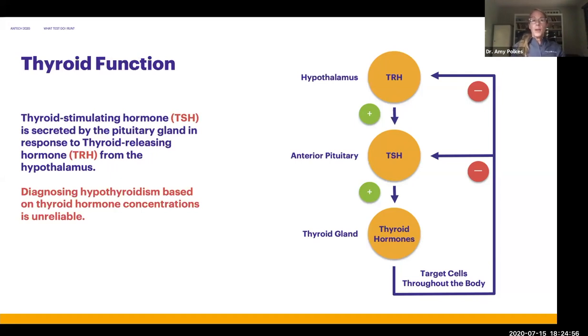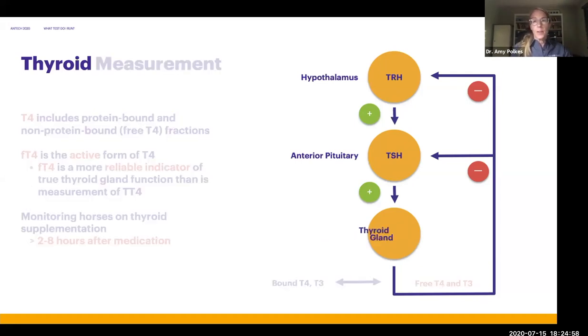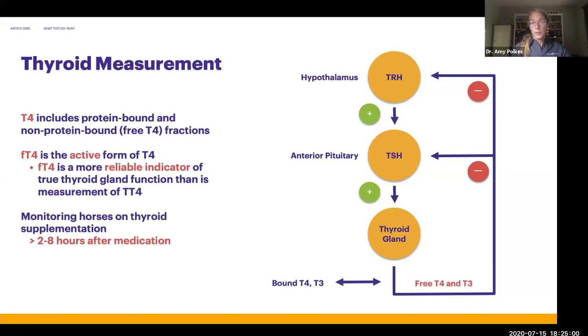So the only way that we can really test the function of the gland, I will talk about in a minute, but we can look at the basic thyroid measurement. If we do T4, a lot of people will run T4, and that will include both protein bound and non-protein bound fractions. So we have to understand that it can have outside influences that may lower that T4. The most common one that we know of is like bute.